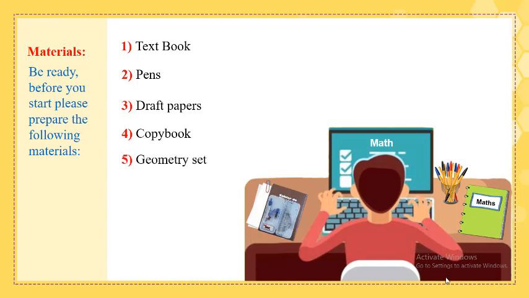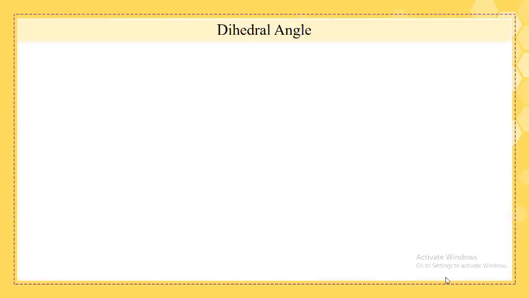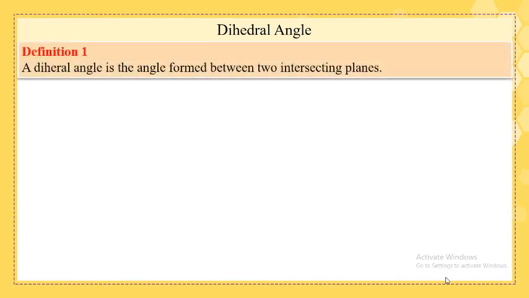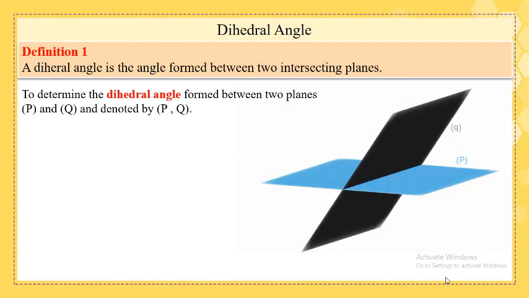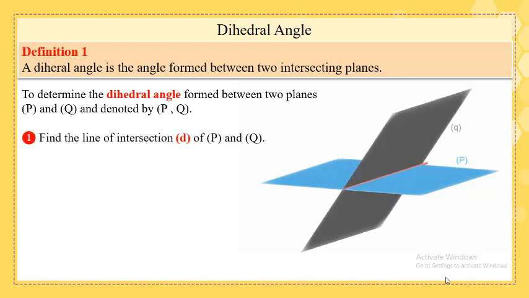First of all, what is a dihedral angle? Well, the definition states that a dihedral angle is the angle formed between two intersecting planes. To determine the dihedral angle formed between two planes P and Q, denoted by P, Q, first of all, we should find the line of intersection D of P and Q, as you can see in the figure.